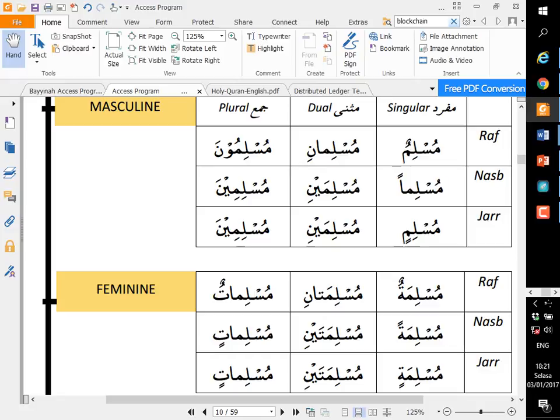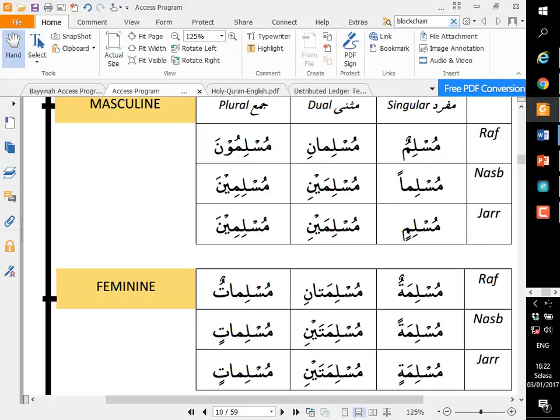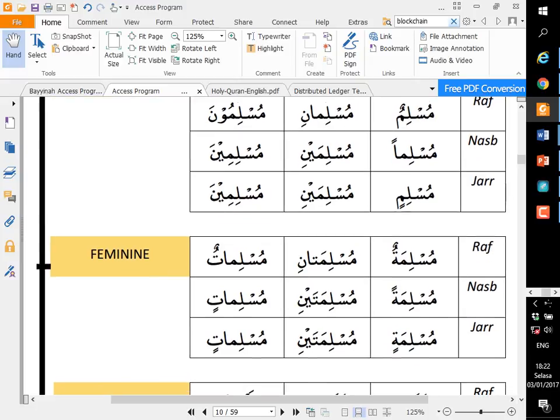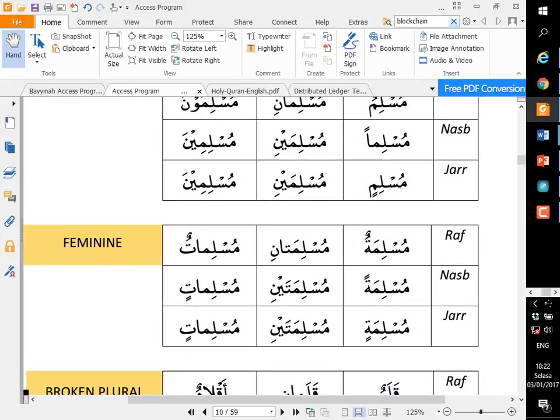So if you change the word and assume that the word follows the same chart, that word will have un, an, and in. And for pair, ani, aini, aini. And for plural, una, ina, ina. That's for masculine. We've already covered this in the previous session, and you can take a look for more in depth in the previous video. And for feminine, the difference is in the ta.